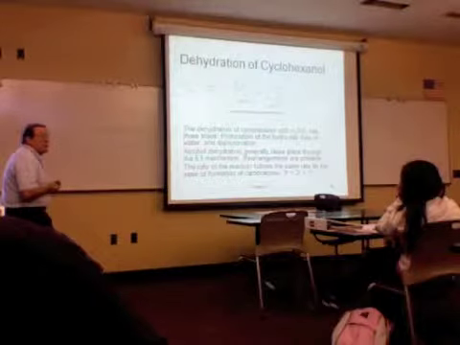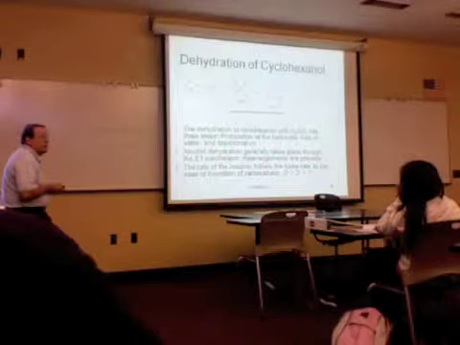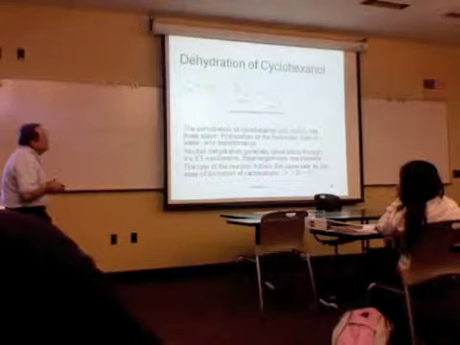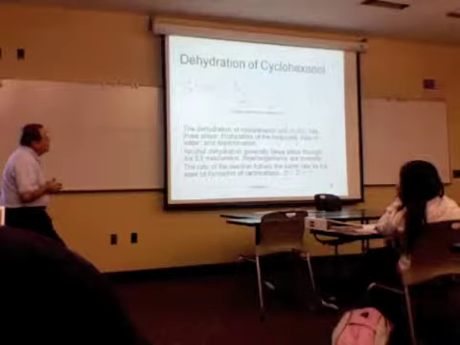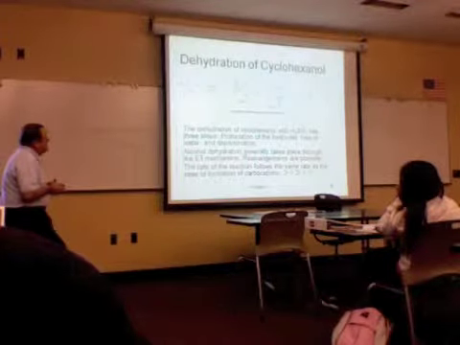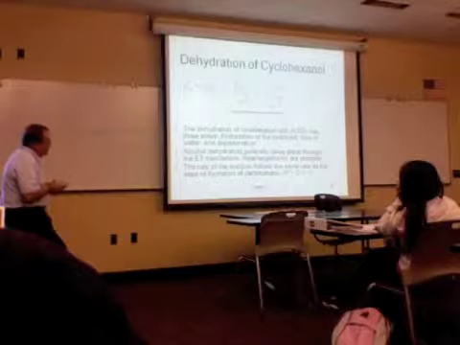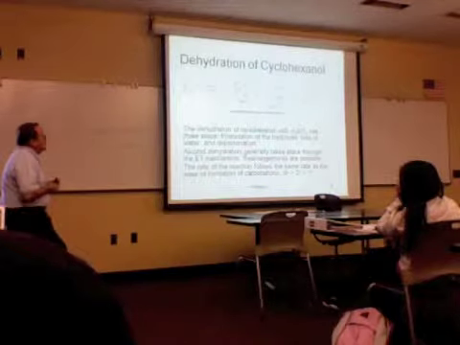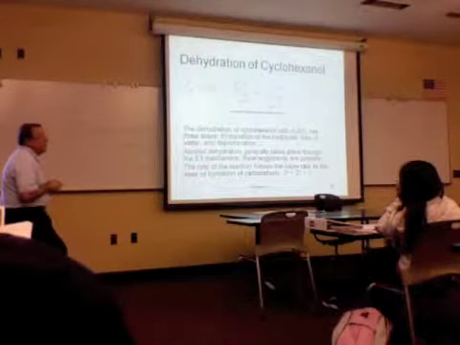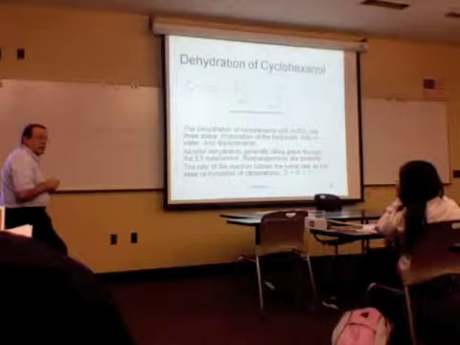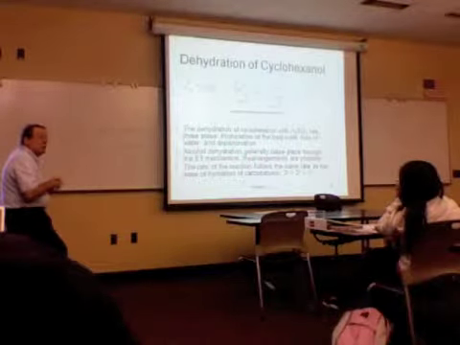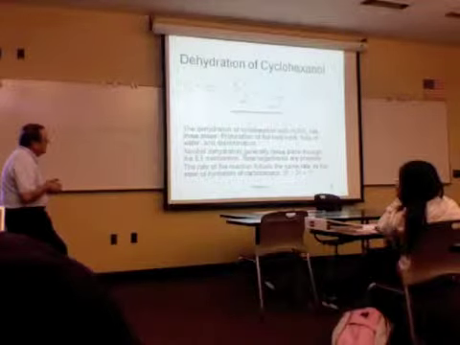No rearrangements here. There isn't a rearrangement that can take place to give us a more stable carbocation, and so we get unambiguous formation of the alkene. The other byproduct that might happen here would be an ether formation, where I get dicyclohexyl ether. All right?